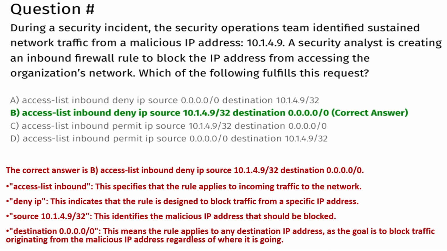So the explanation: access list inbound specifies that the rule applies to incoming traffic to the network, and deny IP indicates that the rule is designed to block traffic from a specific IP address. Source 10.1.4.9/32 identifies the malicious IP address that should be blocked, and the destination 0.0.0.0/0 means the rule applies to any destination IP address, as the goal is to block traffic originating from the malicious IP address regardless of where it is going. So that's why the correct answer is B. So let's move to the next question.